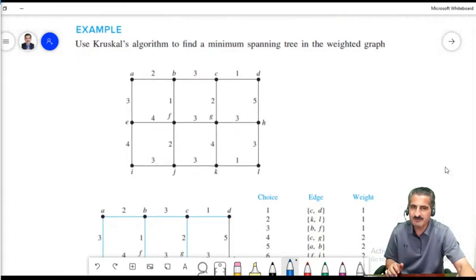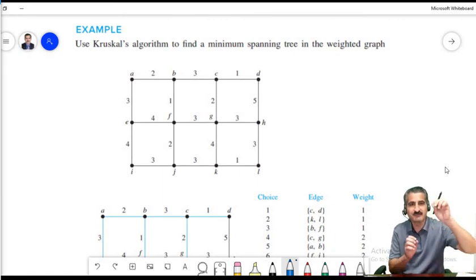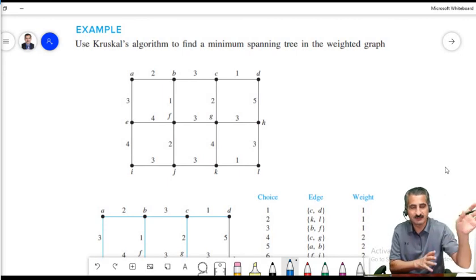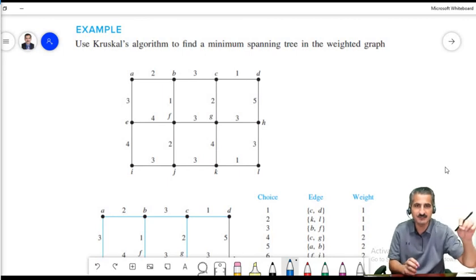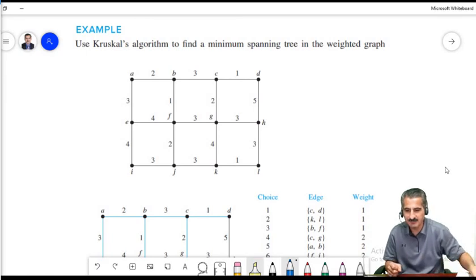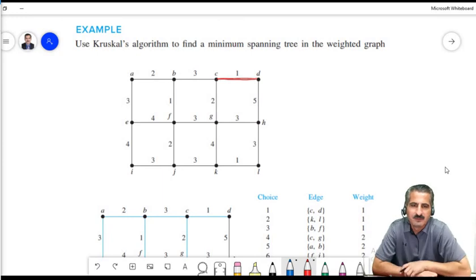In Prim's algorithm, we chose an edge with minimal weight, and then we expand the vertices and look at edges that have minimum weight, and then we keep adding edges and expanding vertices and looking at edges again. But here we will choose a minimum edge. Okay, so we choose this one here. So we chose an edge that has minimum weight.